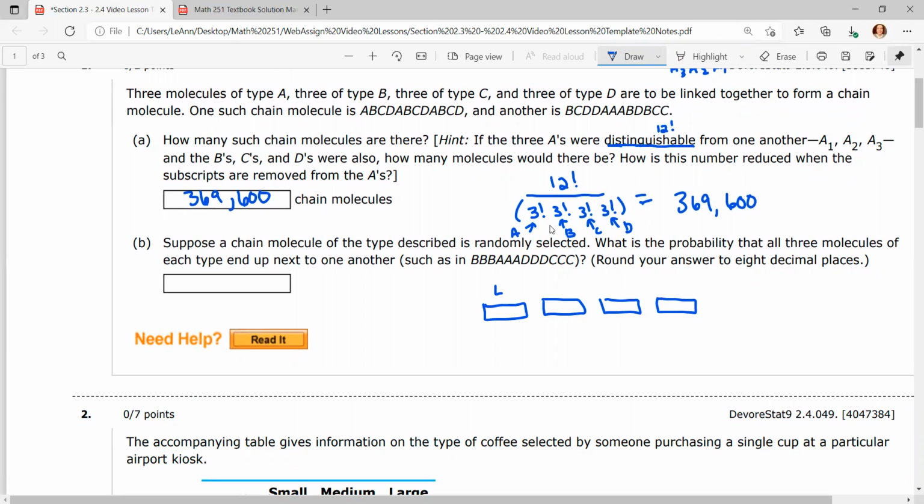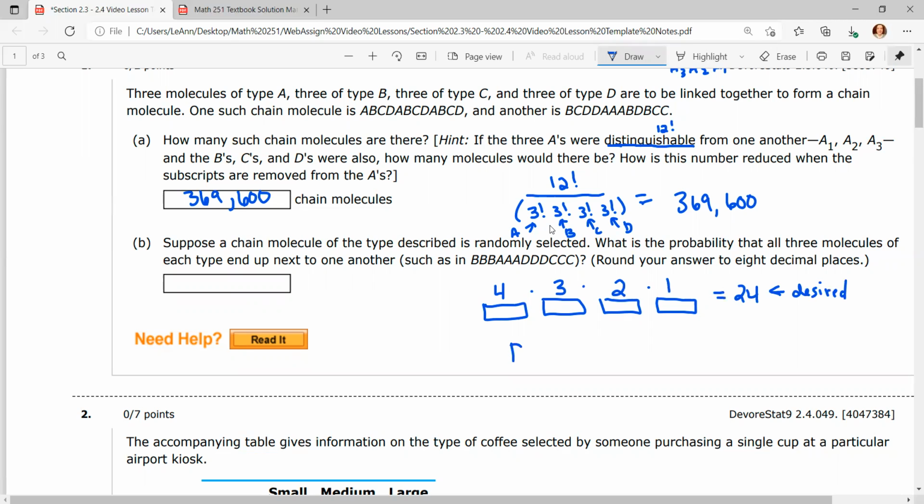Well, we have 4 choices for the first one, because it could be all B's, all A's, all D's, or all C's. You have 3 choices for the second one, 2 choices for the third blank, and then whatever block of 3 molecules of the same kind remains would just be the last one. So that is going to be 24 for our desired.